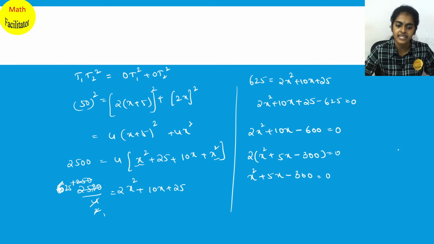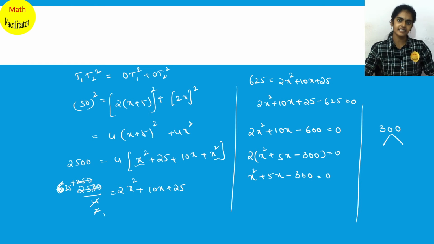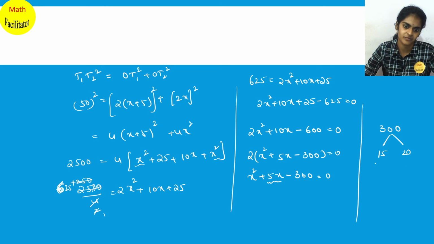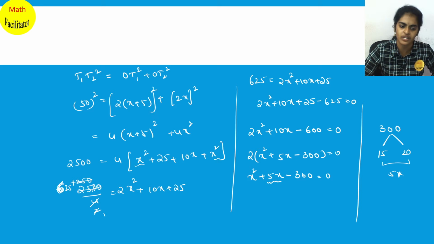Now if I have to factorize, I need to find the factors of 300. If I take smaller numbers, 2 into 150, 3 into 100. What happens here, my middle term is very small, only 5, which means my factors have to be very big. This concept I explained in the earlier class also. So 15 2s are 30, and 15 into 20 is 300. And 15 and 20, if you subtract, you will get 5x.